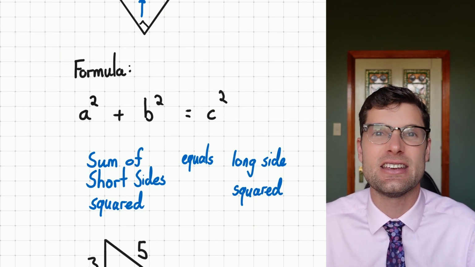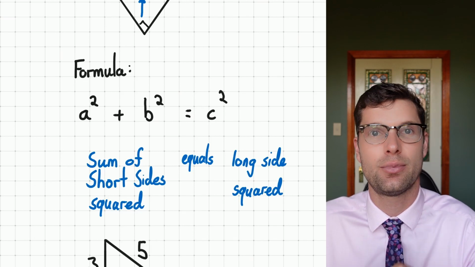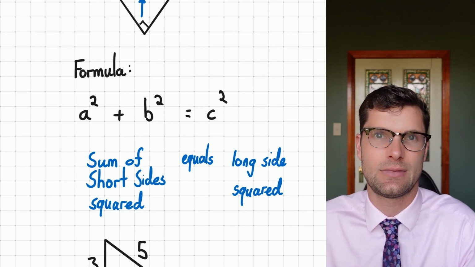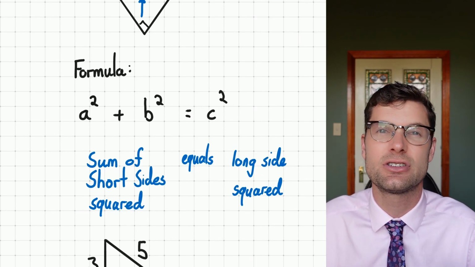What that means in English is that the sum of the short sides squared, so a squared plus b squared, is equal to the long side squared. And this always happens.